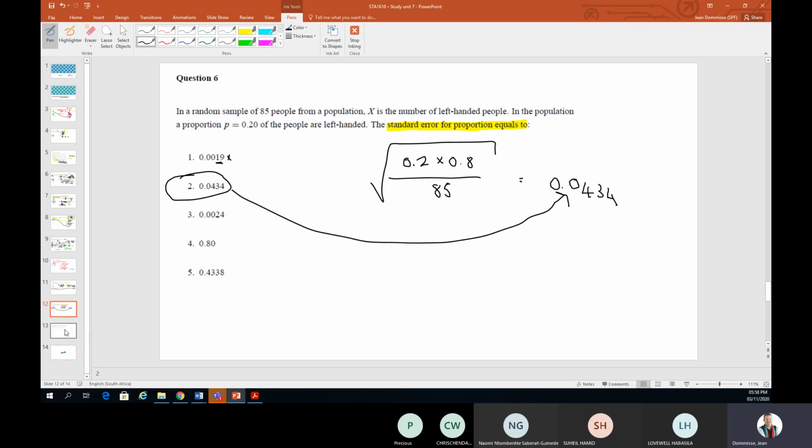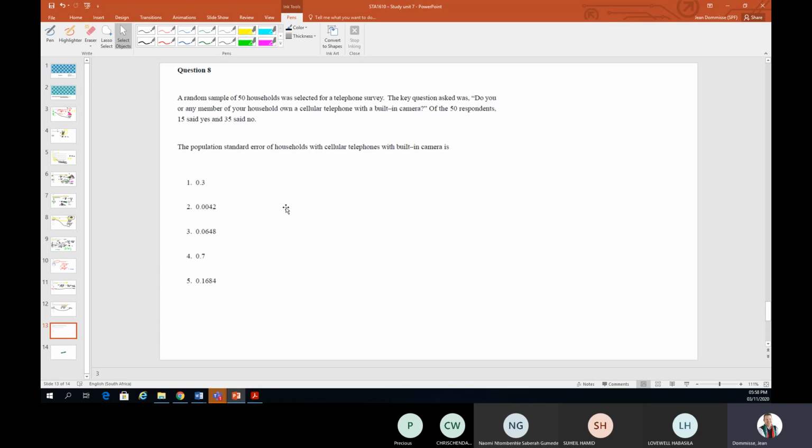Okay, so the last one on this, and then another. I randomly just selected a few, and it's funny how a lot of them were standard errors. So let's just look at this.